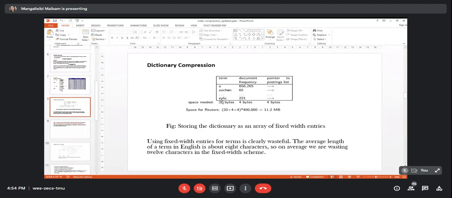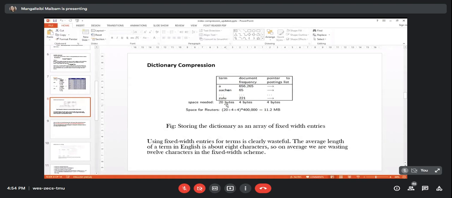Zulu only needs 4 bytes, but what's the problem here? We are going to spend 20 bytes. So another 16 bytes is simply wasted, right? So like this, on an average, we have wasted around 12 bytes for every term. There are 4 lakh terms, and if we have wasted 4 lakh into 20 bytes, right?